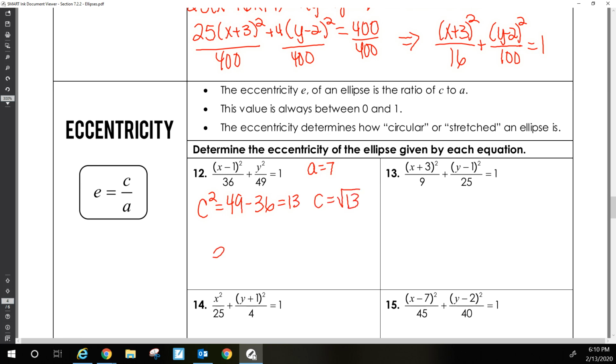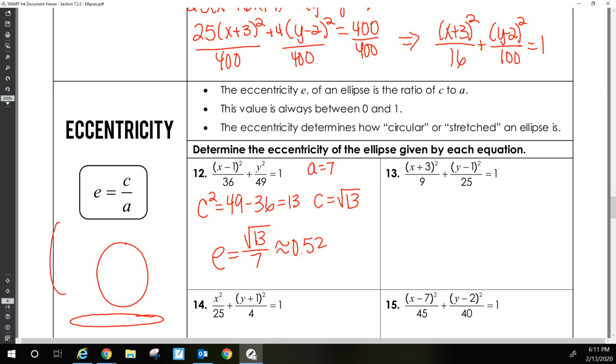So my E is going to be C over A, or the square root of 13 over 7, which means it's approximately 0.52. So we're neither circular or really skinny. We're somewhere in between. Good? Are we going to be leaning vertical or horizontal? Well, vertical because my Y is. So it's going to be something along this line, somewhere between a circle and a baguette that would be super skinny, right? It's going to be something along that line.